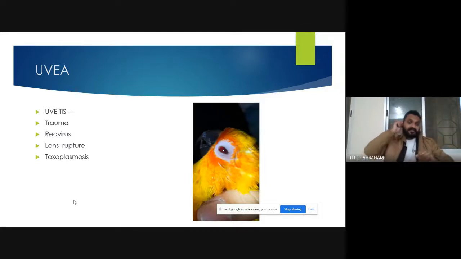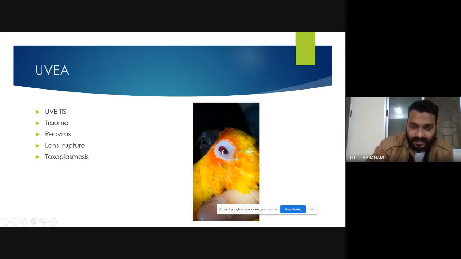Next is the inflammation of the uvea. As I said, the uvea is the part that contains the iris, ciliary body, and all. That is the area, especially the limbus area. This case is called hyphema, because the anterior chamber is filled with blood, because it met with an accident. It flew into the wall and got hit on the wall. So its eye is filled with blood. After about 7 days, it became normal. Sometimes it is very difficult, because if trauma has occurred, it's very difficult to correct the bird's vision.